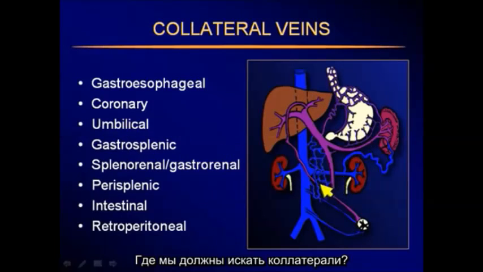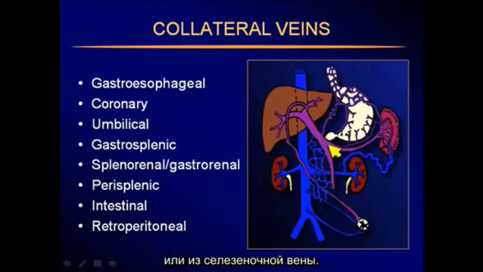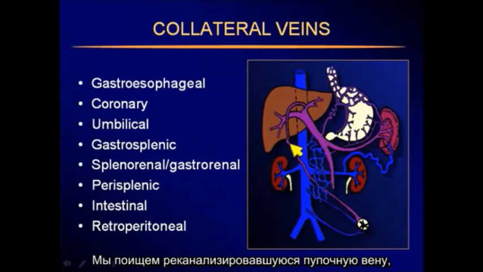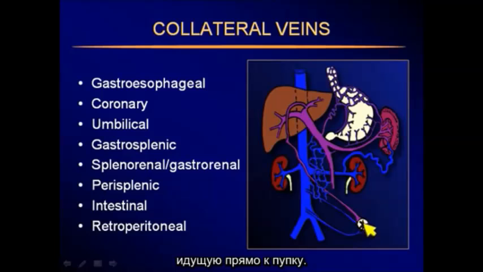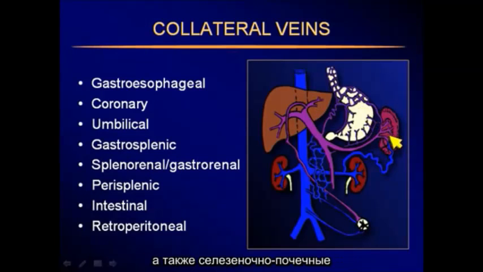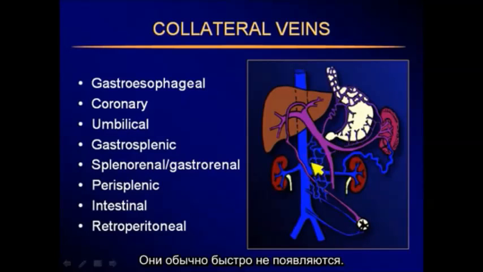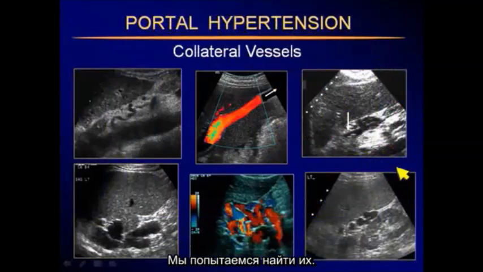Where would we look for collaterals? Well, right away, the first place to go is the gastroesophageal junction, GE junction. We then can look for a coronary vein, which would be a little branch off the main portal vein or off of the splenic vein. We would look for a recanalized umbilical vein heading towards the umbilicus. We can have gastrosplenic vessels. We can have a splenorenal collateral. We can have a gastrorenal collateral. We can have perisplenic, all kinds of retroperitoneal collaterals, vessels that we don't usually see suddenly appear. So we try to look for them.